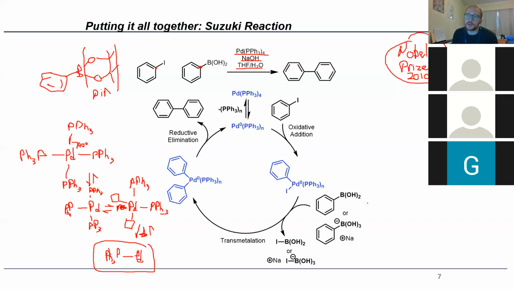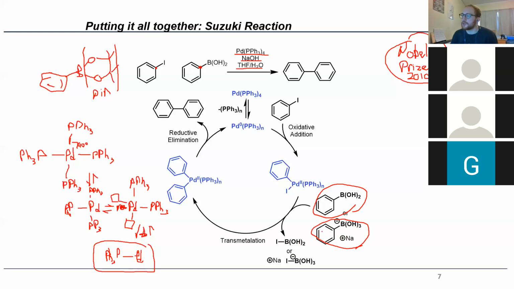Notably, under aqueous basic conditions, the boronic acid could exist as the boronic acid or as the boronate, wherein sodium hydroxide attacks the boron species. It's been shown that these boronates are a little more active in this transmetallation process, and so it's most commonly that these are the active species for transmetallation right here. But you can also do it with boronic acids. It's just a little bit slower.